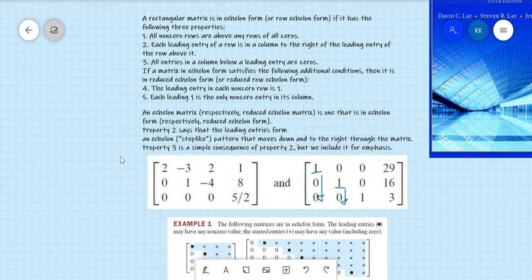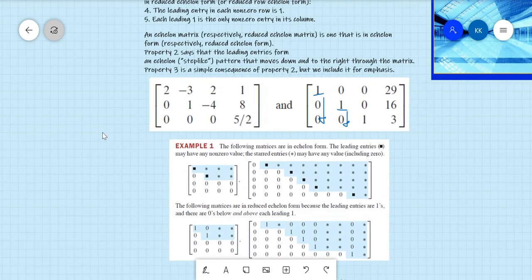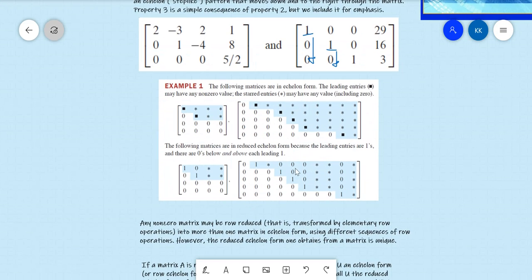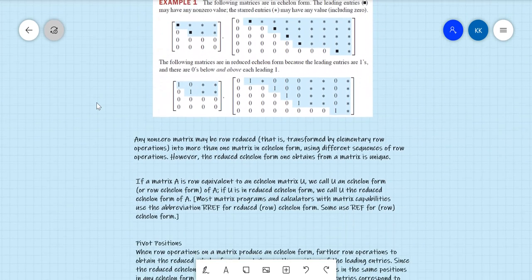Then we go back to this property. Each leading one is the only non-zero entry in its column. This wouldn't have made much sense here, but as you can see in here also, this one was the only non-zero entry. This was the leading one, this was the leading one, and everything else was 0. So for reduced row echelon form, this is 1 and everything else in that column is 0. Okay, I hope that makes it clear.